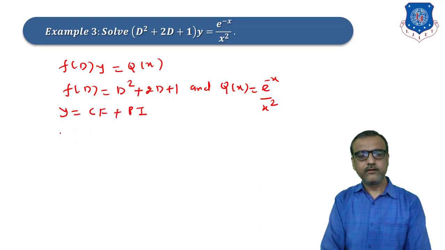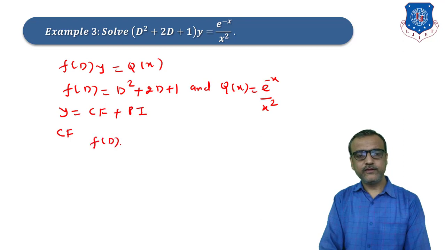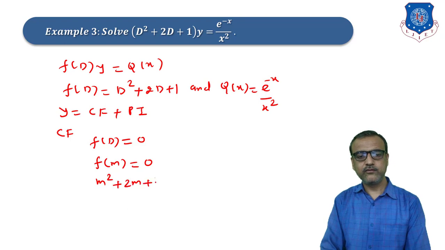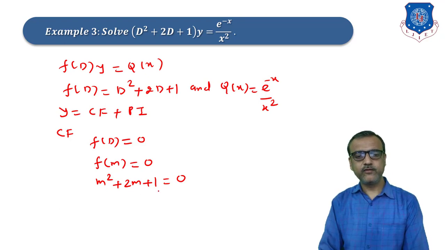So first of all we will find out CF, that is complementary function, and for CF we will write down f of D equals to 0. We replace D by m, so we have f of m equals to 0. Now in f of D, that is D square plus 2D plus 1, we will replace D by m, so we have m square plus 2m plus 1 equals to 0. Now we will split the middle term 2m. We will find two terms whose product is 1 and whose addition is 2, and definitely those two terms are 1 and 1, as 1 into 1 is 1 and 1 plus 1 is 2.